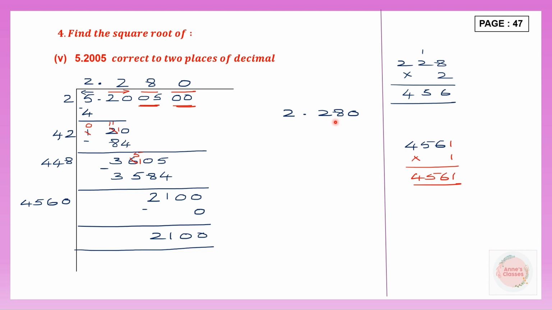Here we have 3 decimal places. So look at the second decimal place here and the digit next to it. It's less than 5. 0 is less than 5. That means 8 will remain the same. So our final answer is 2.28. So the square root correct to 2 decimal places is 2.28.